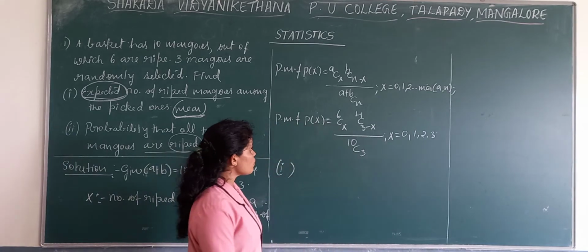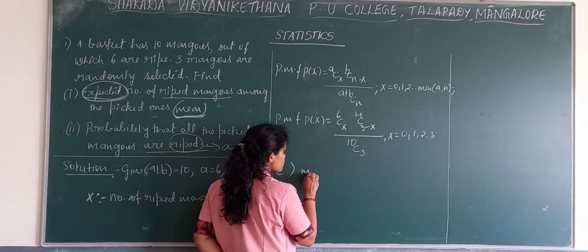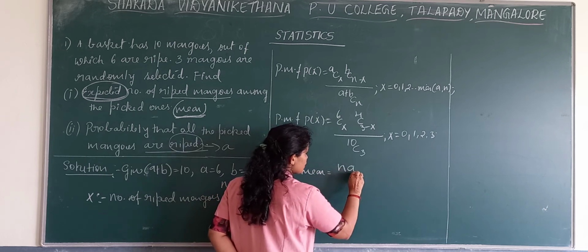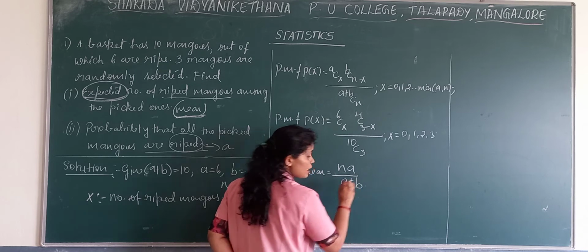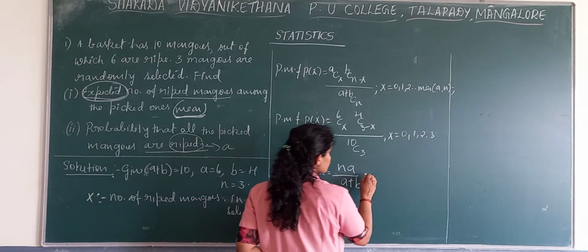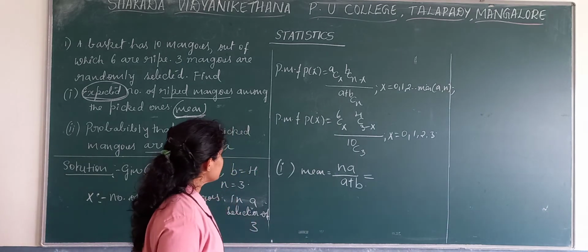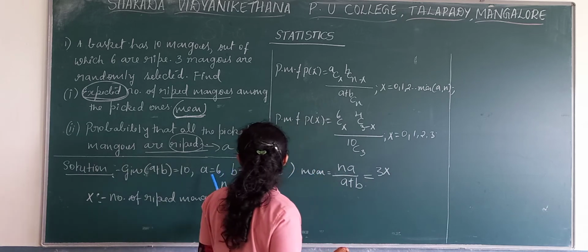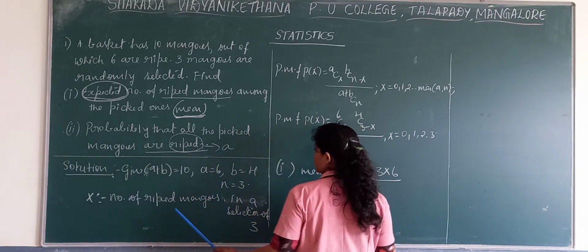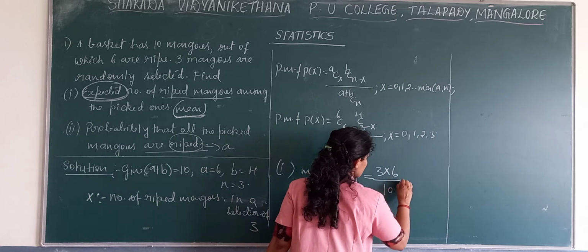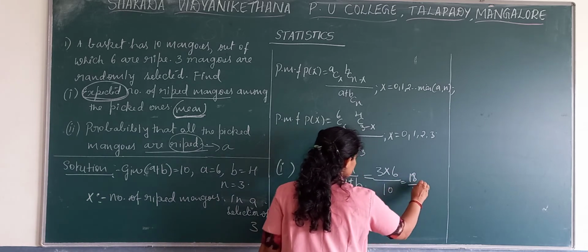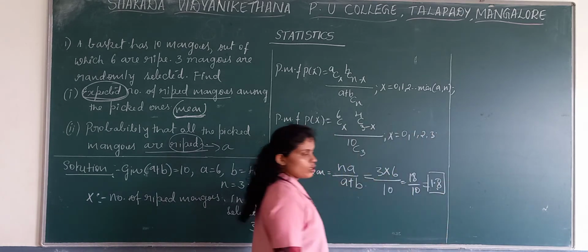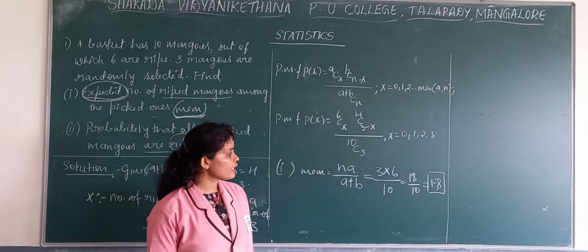What is the formula for mean there? Your mean formula is equal to NA divided by A plus B. Now according to this question, what is N? N is 3 and what is A? A is 6, divided by A plus B, which is 10. So here 18 by 10 we get 1.8. So the mean is 1.8 there.